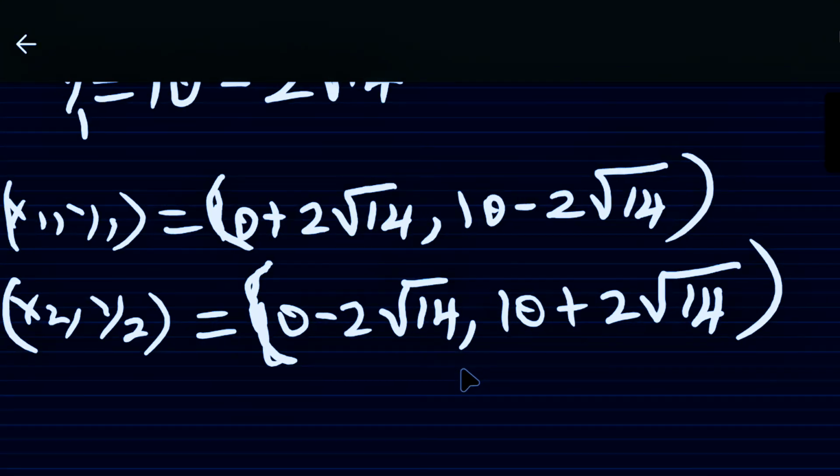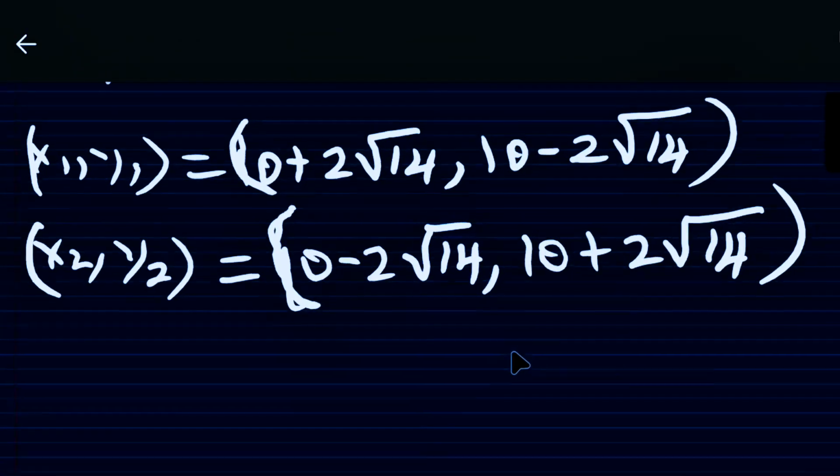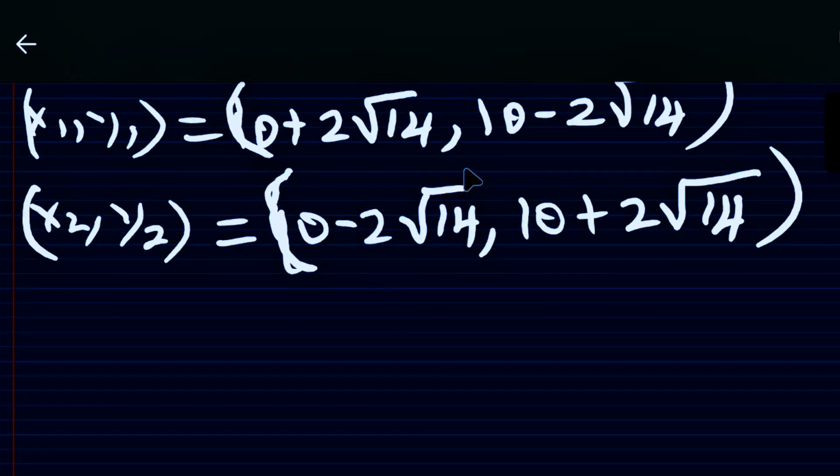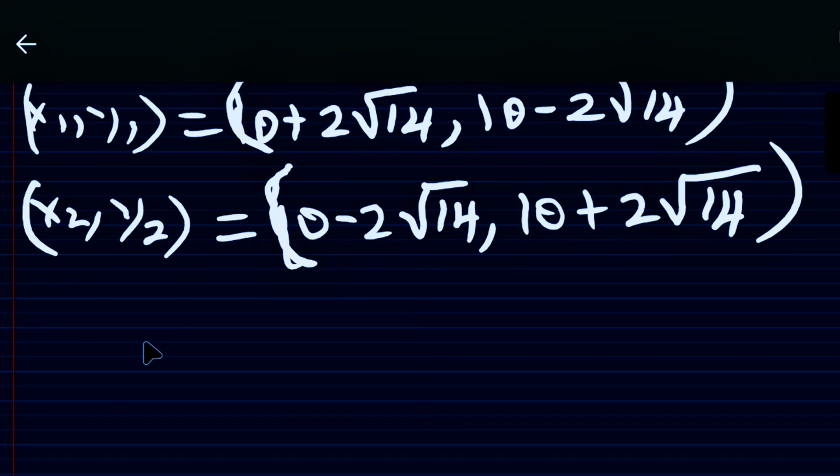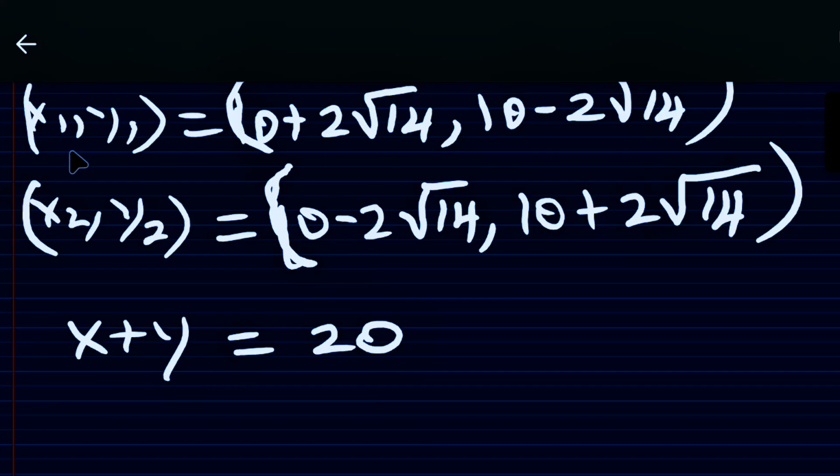So we have gotten all the values that we need, but we have to check to see if these will satisfy the given equations. So equation 1, which is x plus y equals 20. Now we are going to use x1, y1 to verify this. Remember that we are trying to verify.